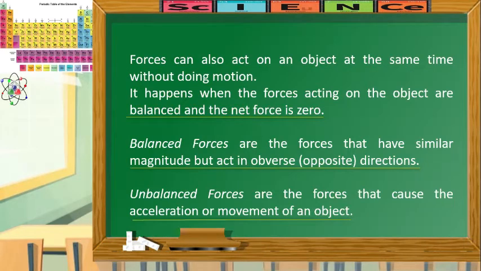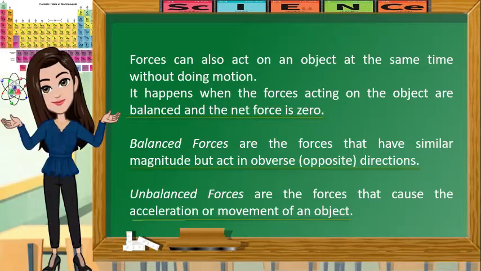Forces can also act on an object at the same time without causing motion. It happens when the forces acting on the object are balanced and the net force is zero. Balanced forces are the forces that have similar magnitude but act in opposite directions. Unbalanced forces are the forces that cause the acceleration or movement of an object.